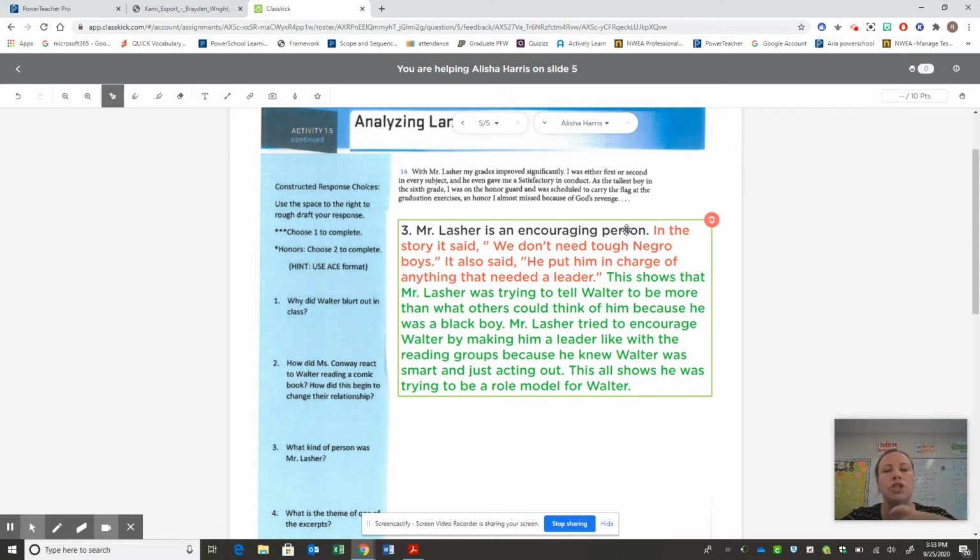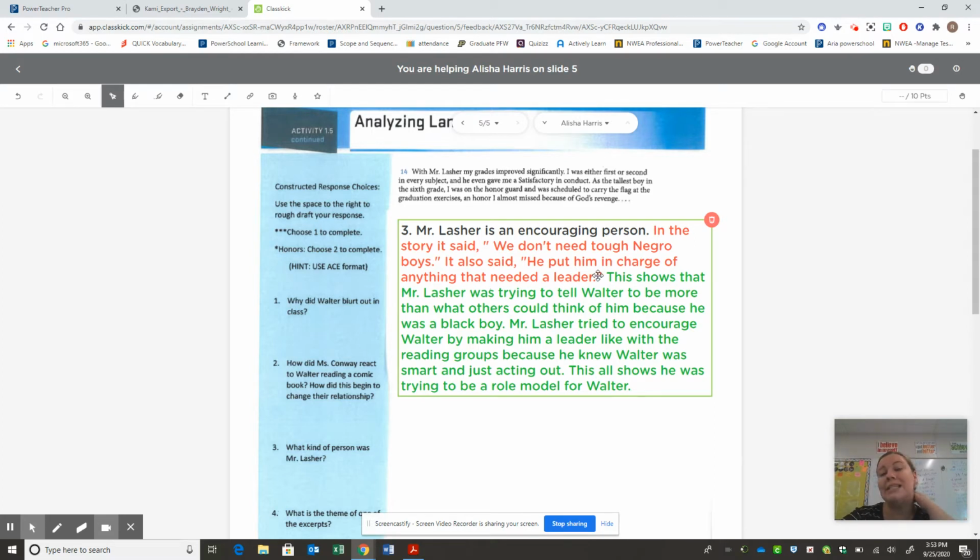Okay. So now I need to prove what made me think that he's an encouraging person. And me just thinking about the story overall, I want to find 2 pieces of text evidence that show that. So I chose, and I took this directly from the story, in the story, it said, comma, quotation marks, because it comes from the story, "We don't need tough Negro boys." So, period, quotation marks. That sentence came directly from the story. And then I need a second piece of text evidence. So I have, it also said, comma, quotation marks, "He put him in charge of anything that needed a leader." Period, quotation marks. And those are in quotation marks because, again, it came directly from the story.